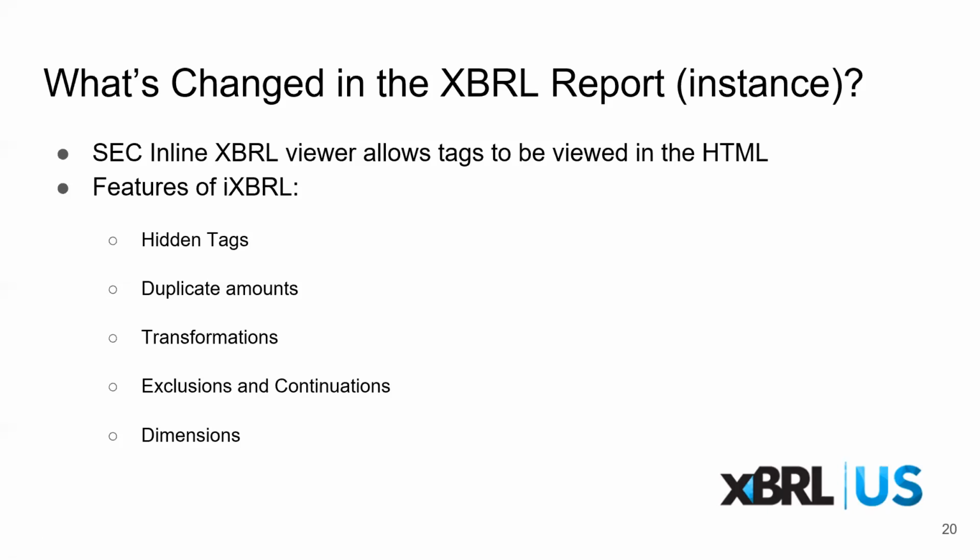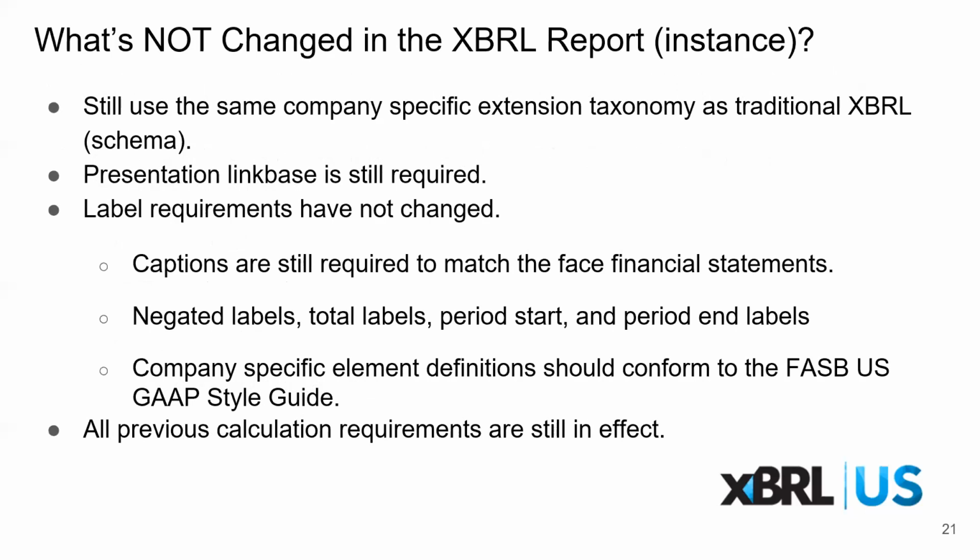But first, what has not changed? Nothing changes in terms of tag selection or the tags that you have been using in your company's taxonomy schema compared with traditional XBRL. The tags are the same. Also, all the linkbases are still required, meaning you will still have the presentation, calculation, definition, and label linkbases as part of the iXBRL filing. The label captions are still required to match the base financial statements. And there are no changes to how negated, total, period start, and period end label rules are used.